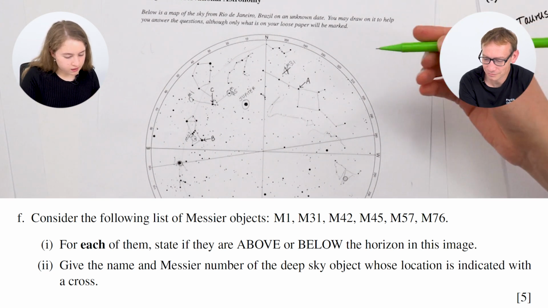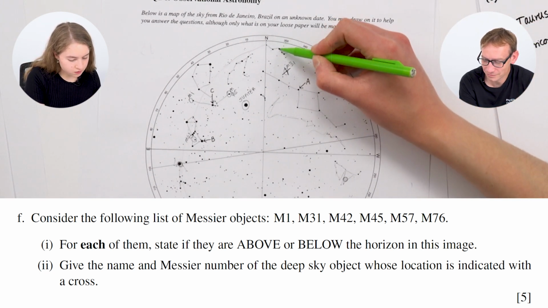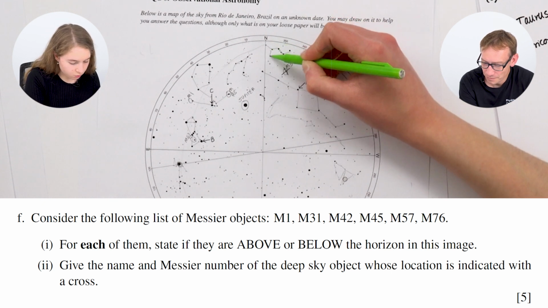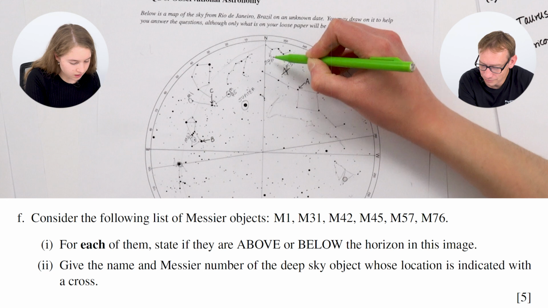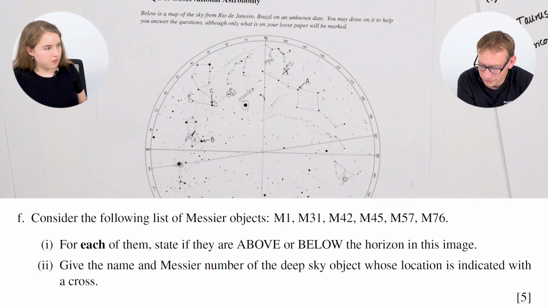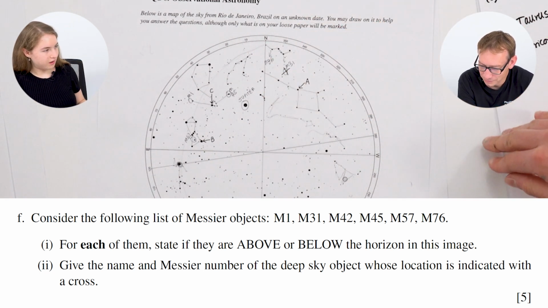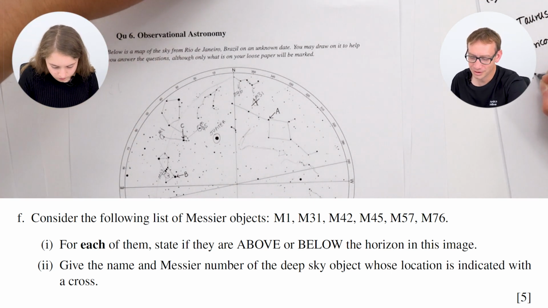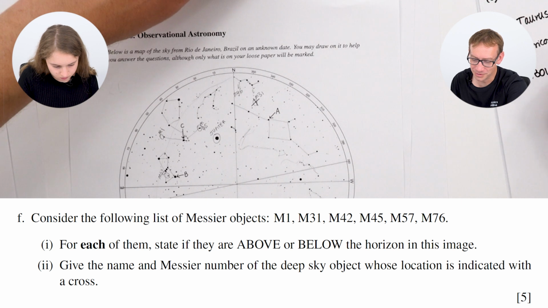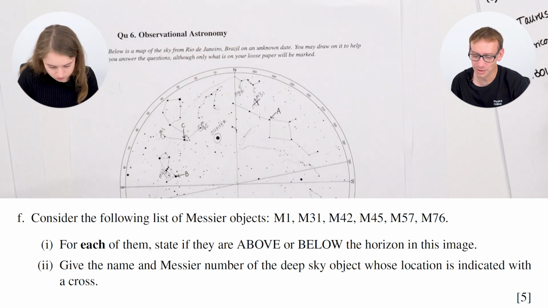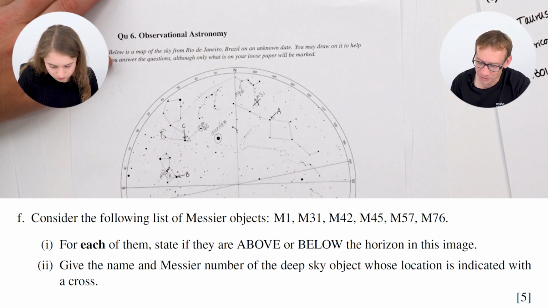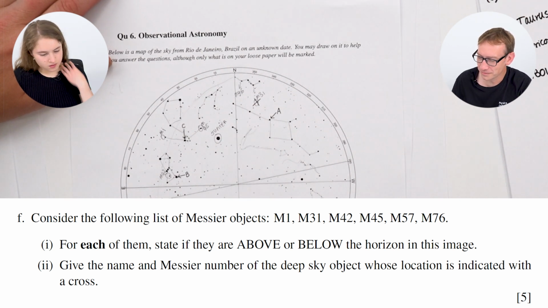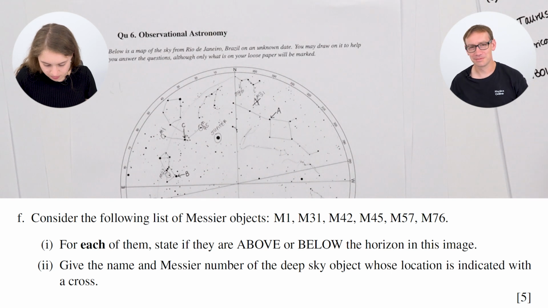M76, I have a hack for this, actually. Andromeda has these 2 bends right here. The larger one bends towards M31, and the smaller one bends towards M76. This could be slightly off to where it genuinely is, but I know it's in this region here. So just going through that, we've identified M1, M31, M42, M45 and M76 are all above the horizon. And also the cross is Andromeda. That you've identified from the knowledge that you've got that I don't have yet.